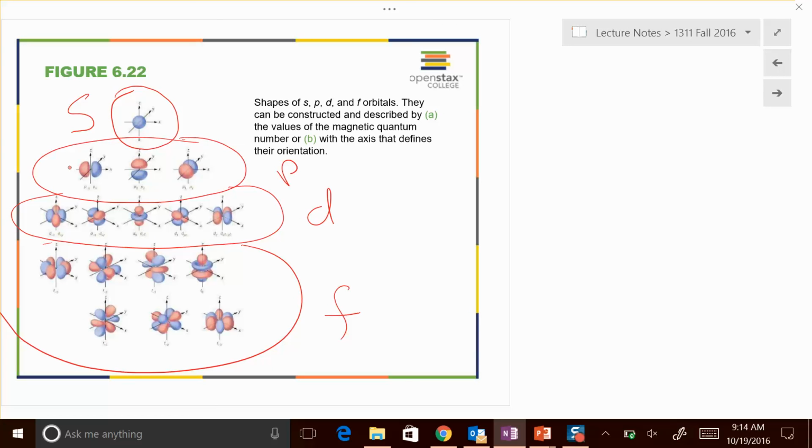That's how your periodic table is organized, according to the sub and principal energy levels that these electrons are found in. We'll talk more about that next time.